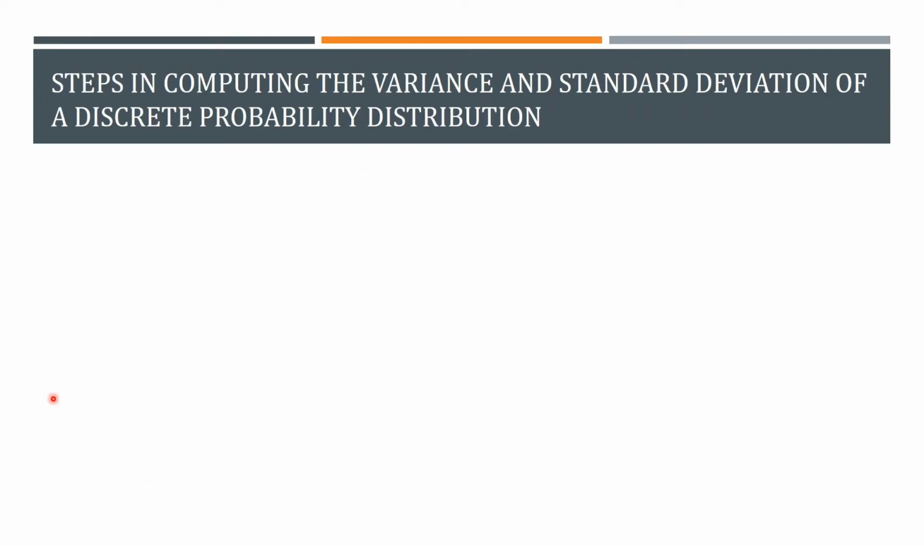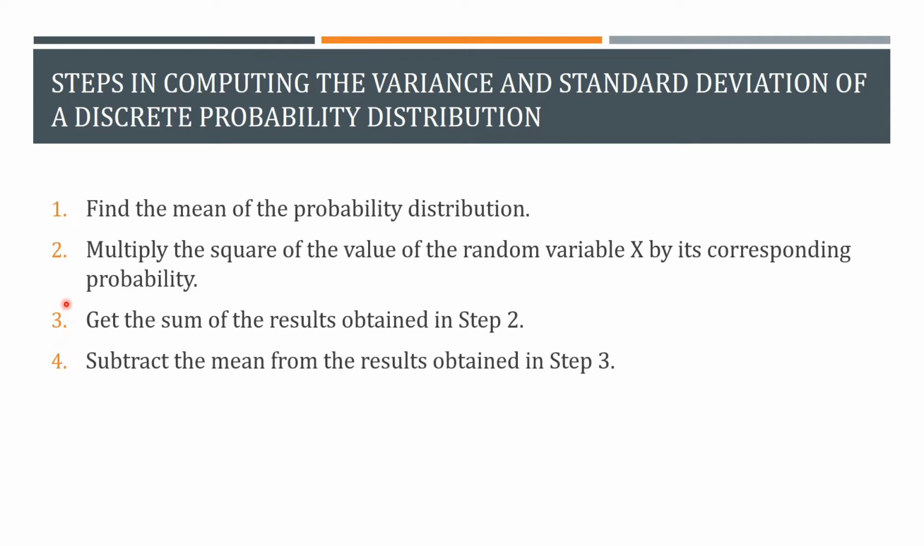Here are the steps in computing the variance and standard deviation of a discrete probability distribution. First step, we need to find the mean of the probability distribution. Second, multiply the square of the value of the random variable x by its corresponding probability. Third, we need to get the sum of the results obtained in step 2. And for step 4, we need to subtract the square of the mean from the results obtained in step 3.